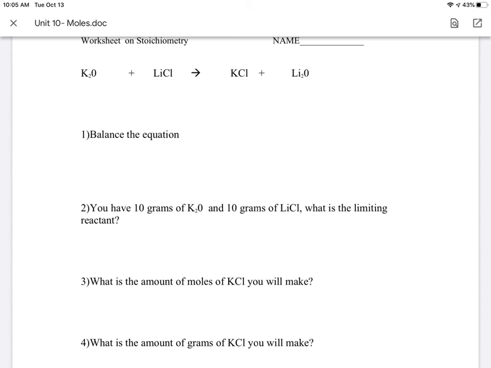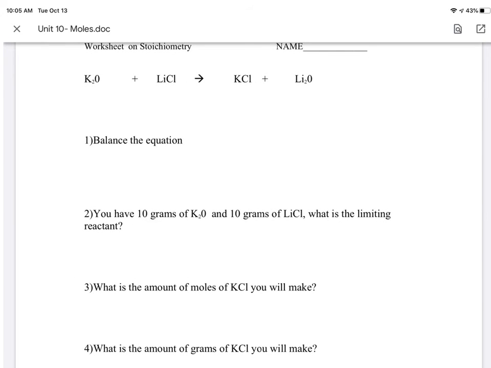All right, so let's jump onto the back side here, and let's start out with this equation, to balance it. At 2 Ks, I need a 2 there. 2 Cls, I'll need a 2 there. 2 Lis, so 1, 2, 2, 1. Okay, so there's our balance. You have 10 grams of K2O and 10 grams of LiCl.